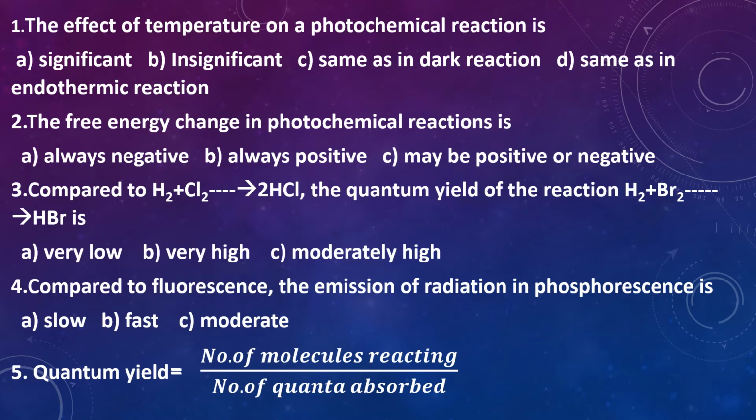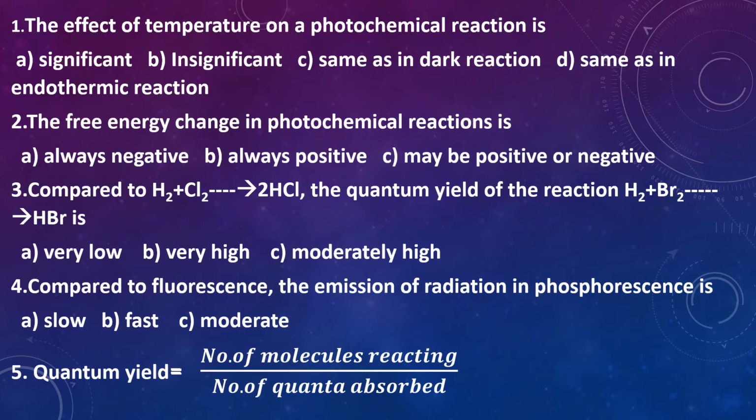Question number 4. Compared to fluorescence, the emission of radiation in phosphorescence is. These are the radiative transitions which we come across in Jablonski diagram. So fluorescence takes place within less than 10 power minus 8 seconds, whereas in phosphorescence, the emission of radiation takes some time because the electron, while reaching the ground state, has to change its spin.